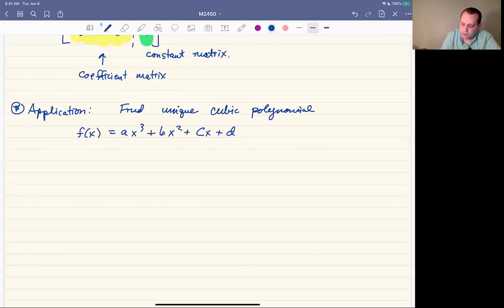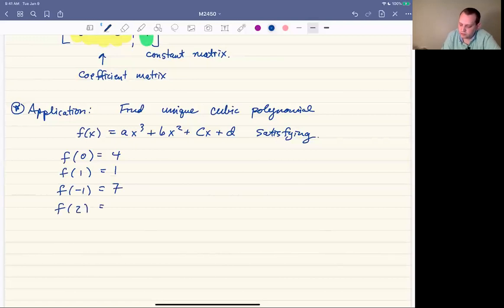And so let's say that we want our cubic polynomial to satisfy the following. We want f of 0 to be 4. We want f of 1 to be 1. f of negative 1 to be 7. And f of 2 to be 13. And so what this means, if we think about it, is that we want 4 to be equal to a times 0 cubed plus b times 0 squared plus c times 0 plus d. Okay, so we want that to be 4.